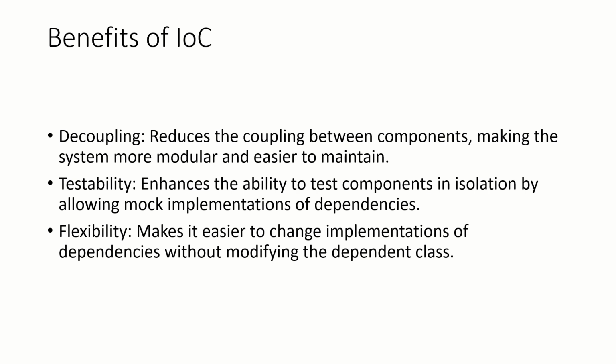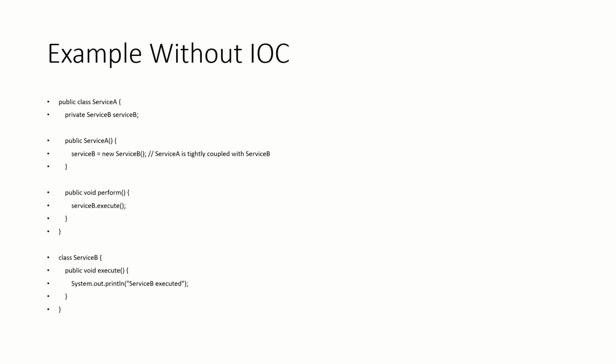And now the third term is flexibility. It makes it easier to change the implementation of dependencies without modifying the dependent class. Okay, so these are the benefits of inversion of control. Now coming to the next slide, here I have listed one example without IOC, without inversion of control, and this is the example we already discussed.